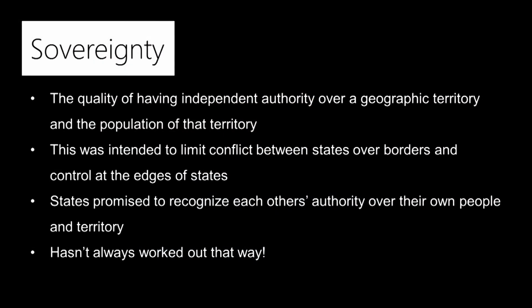So what is sovereignty? Sovereignty is the quality of having independent authority over a geographic territory and the population of that territory. So when a state is sovereign, it's the only political authority over an area. And naturally, when there's one authority, it kind of limits conflict. Otherwise, you'd have two or more parties fighting over who had control. So what this was meant to do is that it limited conflict between states over borders, and especially control at the edges of their states.